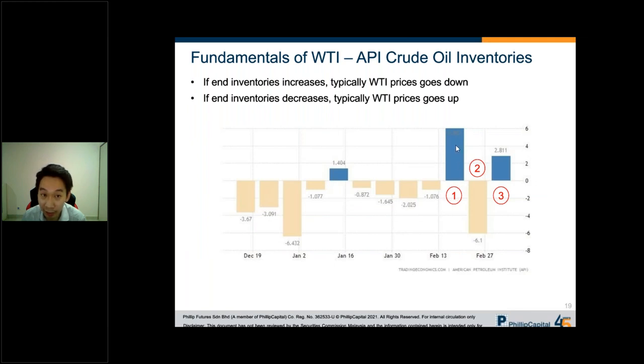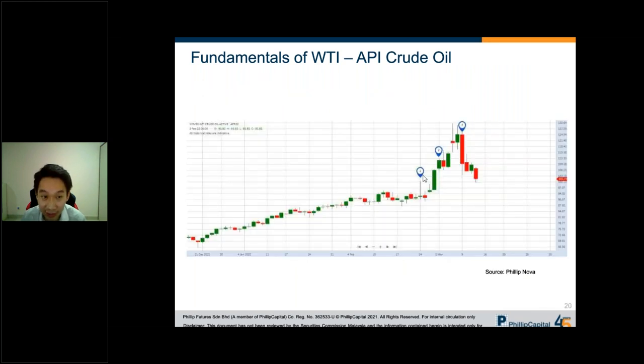So build up inventory means we expect WTI prices to go down. Okay, so there's actually something going on in the market on number one. You can see on this price chart here, on number one, prices actually smash down. You try to go up and smash down and form a sort of hammer candle here. Okay, you can see clearly. So it definitely affects the short-term volatility of the market on that particular day.